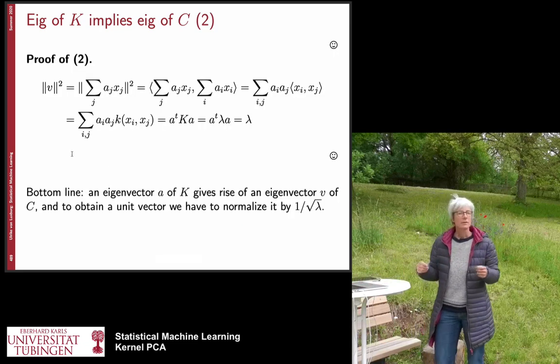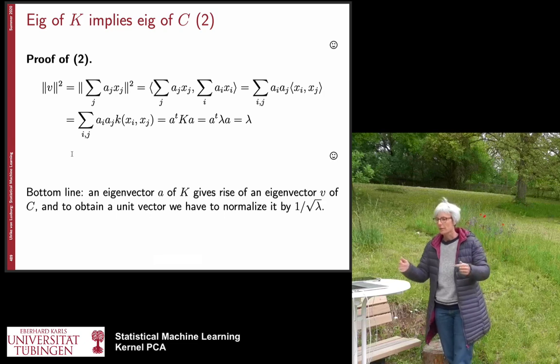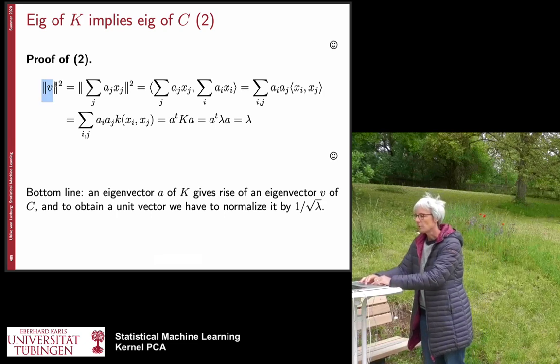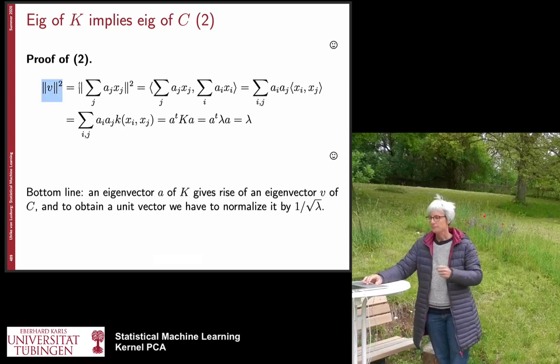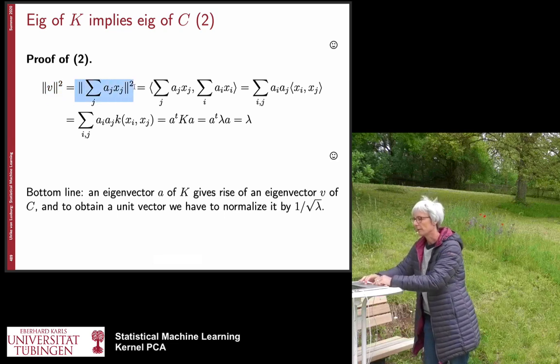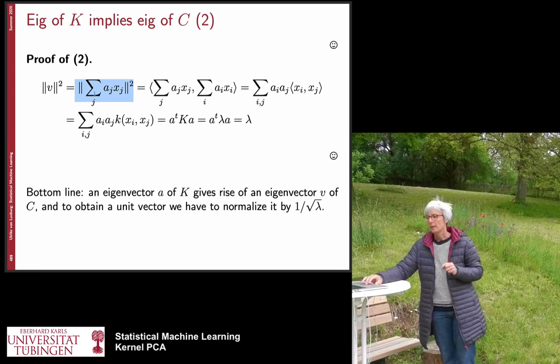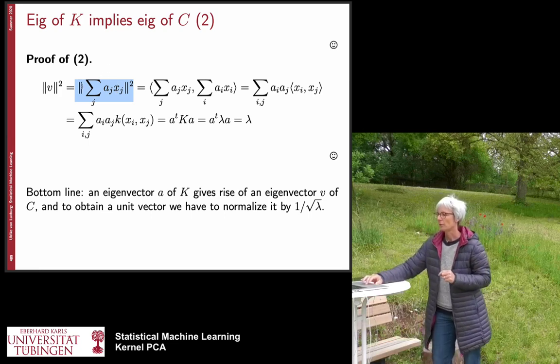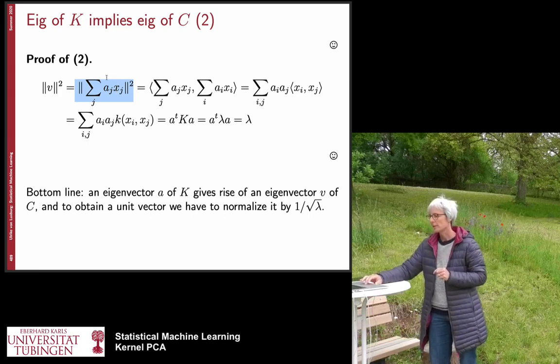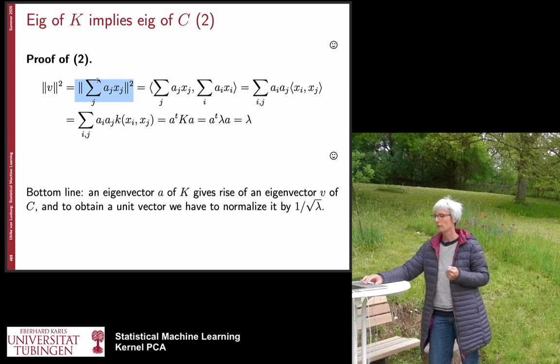For part 2, we need to look at the norm of this vector, and this is also simple. We want to compute the norm of this vector V. We put in the definition. This vector V is defined as x transpose A, and if you write it down in this formula, inside the norm, we now simply plug in the definition of V.